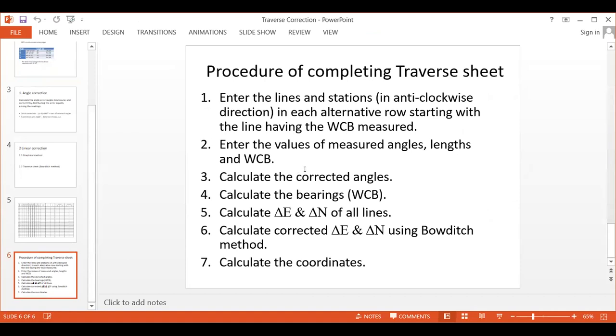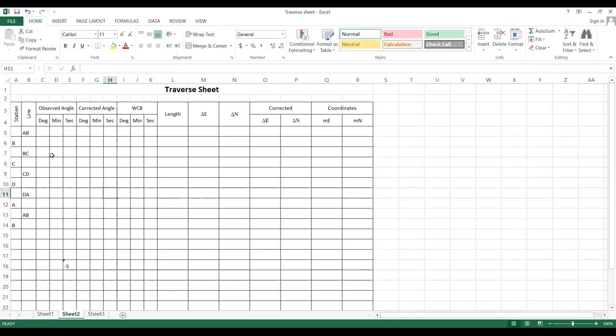The second step, enter the values of measured angles, lengths, and bearing. You have one bearing, four angles, and four lengths. Please enter. So where do we have to enter? Observed angles are there. Now remember these parameters: observed angle, corrected angle, bearing, length, delta I, delta N, corrected delta I, delta N, and coordinates.